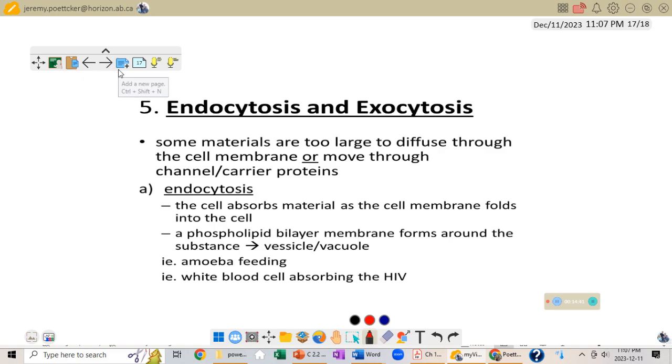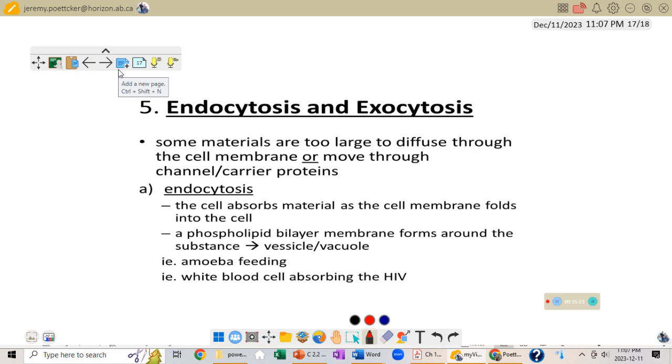All right, this takes us to our last bits here with endocytosis and exocytosis. Some materials are too large to diffuse through the cell membrane or move through channel or carrier proteins, even through pumps. Some of them just can't fit. So endocytosis is a way of the cell absorbing bigger material. The cell membrane itself folds around the object and then into the cell. The phospholipid bilayer forms around whatever the substance is, and it forms a small vesicle or vacuole around it as it infolds.